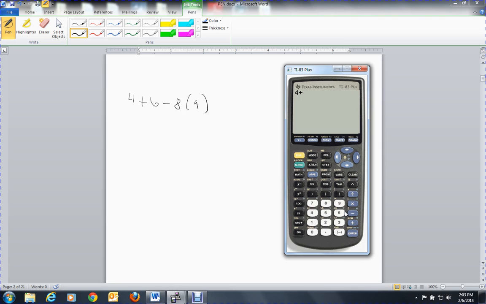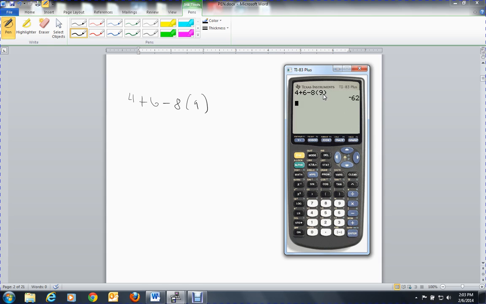4 plus 6 minus 8, and I can use the parentheses, which that one's above the 8, and then I'm going to hit the 9, then the one above the 9 is a close parentheses, then hit enter. And it's going to do the order of operations. The calculator does exactly what you tell it to. So when I hit enter, it gives me the answer.